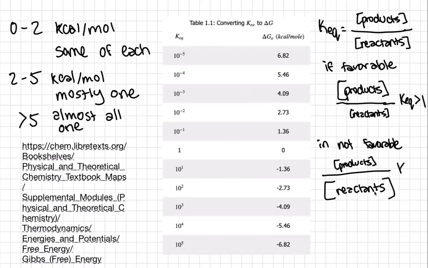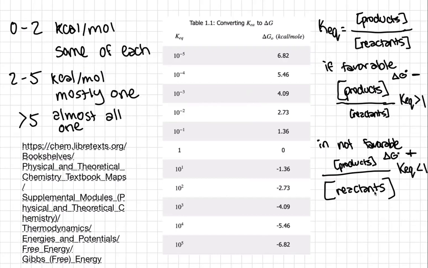And then your KEQ, therefore, would be less than 1. And when we're talking about favorability, if something is favorable, then our delta G is going to be negative. And if something is not favorable, we're saying that our delta G is going to be positive. And in this case, we're talking about our delta G naughts, but that same thing holds true even under non-standard conditions. So we have this relationship.